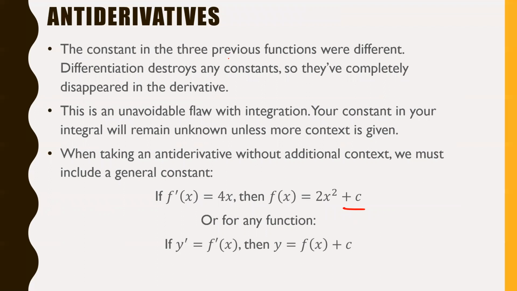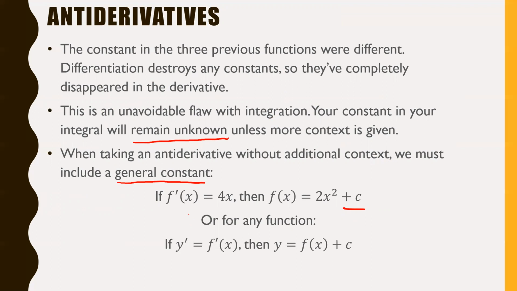So again, the constants in the three previous functions were different. Differentiation, taking the derivative, destroys the constants, so they completely disappear in the derivative. This is an unavoidable flaw with integration. Your constant in your integral, so when you go backwards, will remain unknown unless more context is given. When taking an antiderivative, in other words, an integral, without additional context, you have to use what's called a general constant.